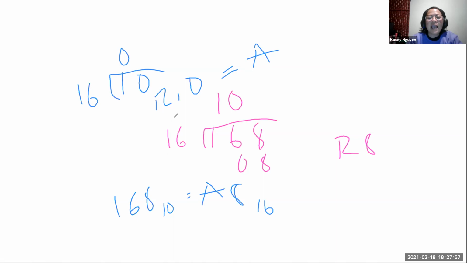Yeah, 10 is A. I'm sorry, let me erase this part. So 10 divided by 16, you get 0 with a remainder of 10. And that remainder is important. So let me erase this and rewrite my R. Sorry about the chicken scratch.